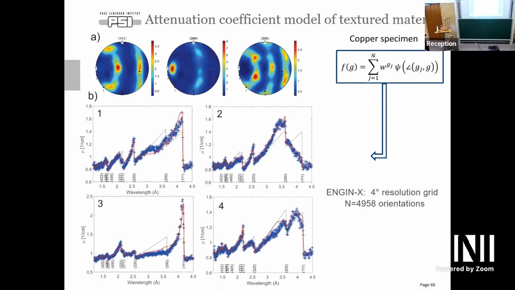But that's it. So you said you did a tomographic reconstruction? We did a tomographic reconstruction of the strain. Of the strain? Yeah. Okay. And now we are trying to use the same data to reconstruct the texture, but I will show you our problem right now. Did you know what the strain was? Did you know the strain?